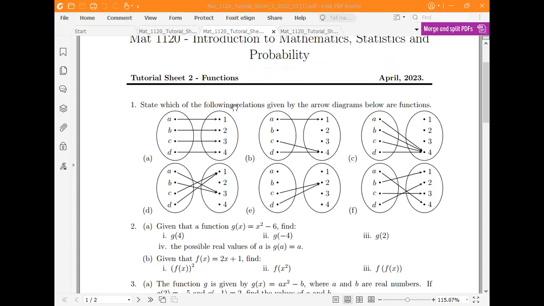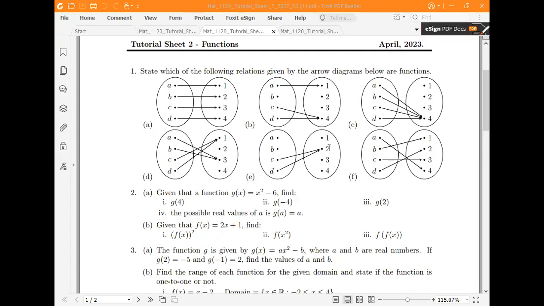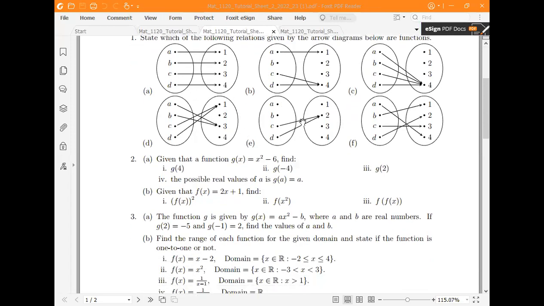Okay, so sheet 2, question 1 says, state which of the following relations given by the arrow diagram are functions. It's something that you can all enjoy. Just don't get too excited. Make sure you check that all the elements in the first set are mapped, so it will be a function. And if you see two lines coming from one number on the left, you know it's not a function.